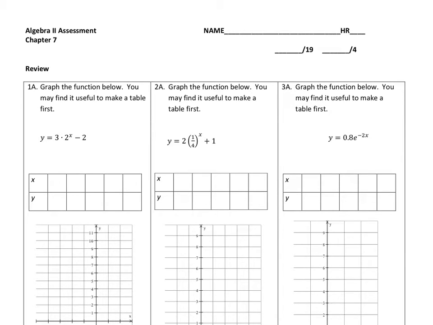So just go to your calculator, hit the y equals button, and type in 3 times 2 raised to the x power, and then make sure to get out of the exponent and do minus 2. Look at the table, and let's find some good numbers here.